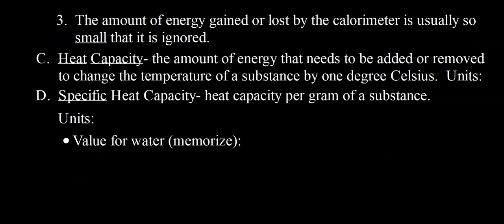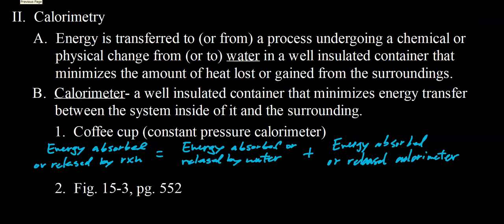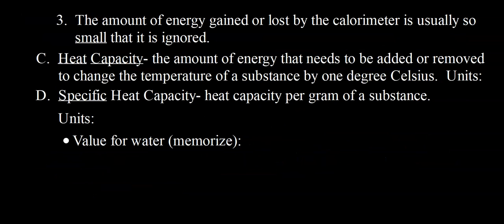Now, usually, and in fact, up to this point, even in Chem 1, we assumed that the calorimeter was a perfect insulator. So it says the amount of energy gained or lost by the calorimeter is usually so small that it is ignored. And so in that case, when we're doing any calorimetry problems, we just consider this and this. But again, if there's information that indicates that the calorimeter is not a perfect insulator, then we must also include energy transfer with the calorimeter itself.